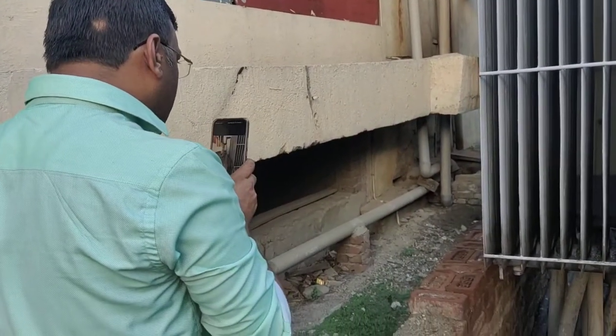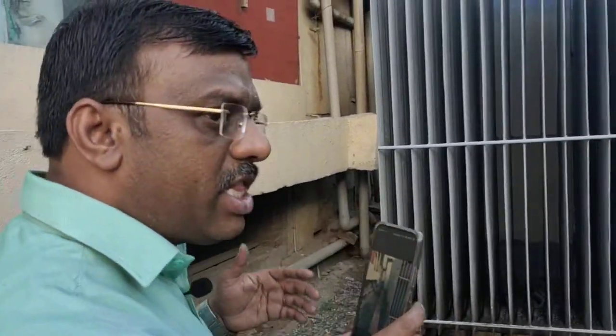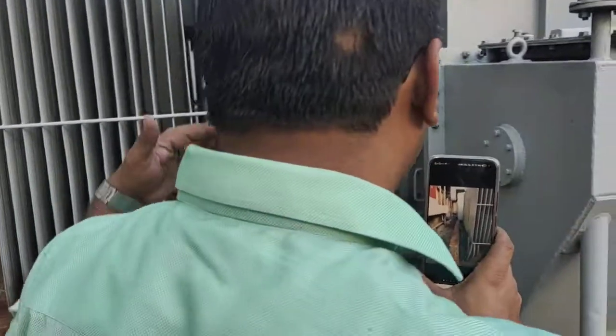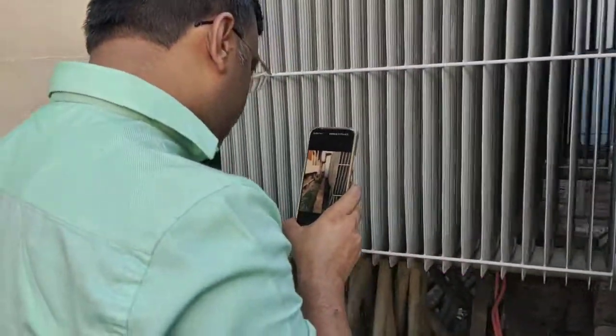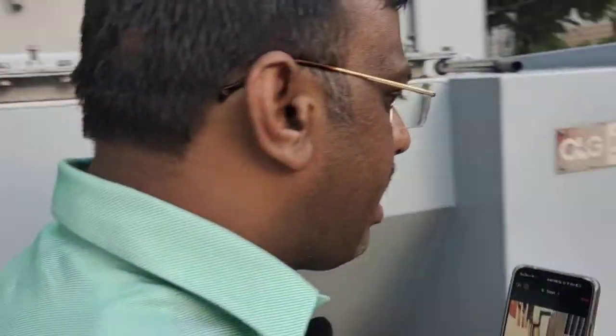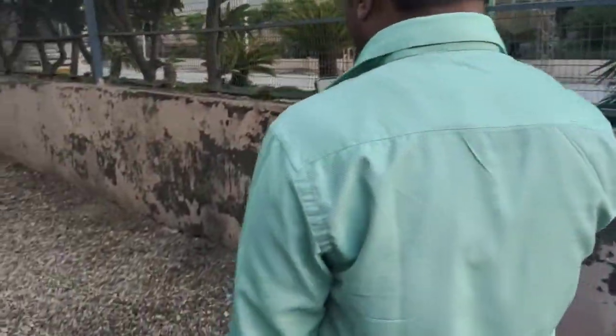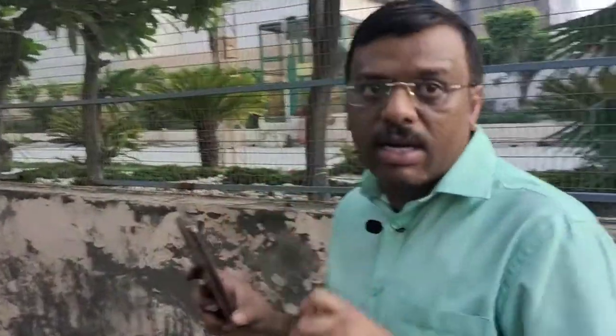So if you are doing an earthing at one side, the second earthing of yours should be 3 feet or 3.5 feet far away from the first earthing. This is a very good question you have asked. So you have to make a distance of 3.5 feet or more from one earthing to the second earthing. Where is the pit? Earthing pit. I'll show you the pit.